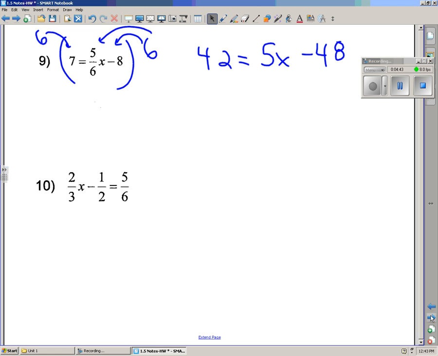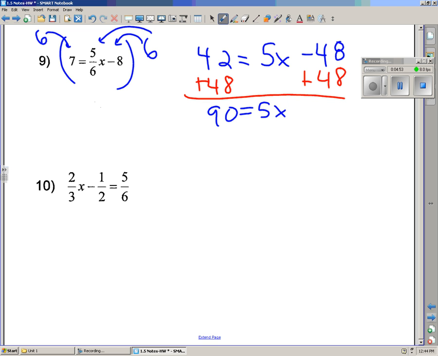Then what I'm going to do is add 48 to both sides. And you're going to end up here with saying 90 is equal to 5x. You divide both sides by 5, and 18 is equal to x.